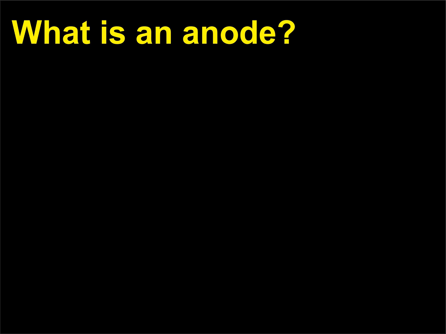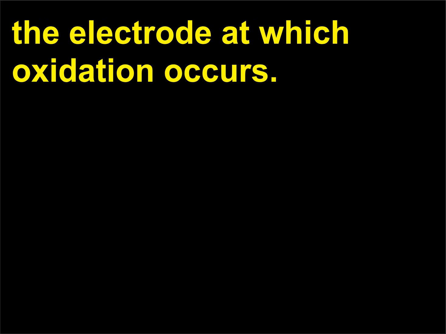What is an anode? The electrode at which oxidation occurs.